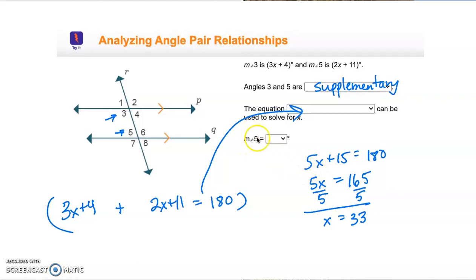No, we're asking for the measure of angle 5. So once we know x is 33, we put it back into here. And so we have 2 times 33 plus 11. So that's 66 plus 11. So the measure of angle 5 is actually 77 degrees. So make sure you're answering the question that's being asked.